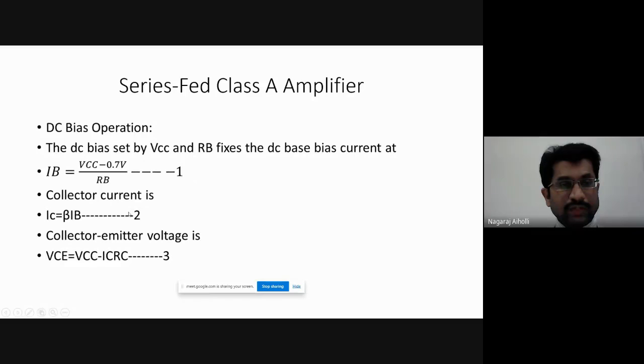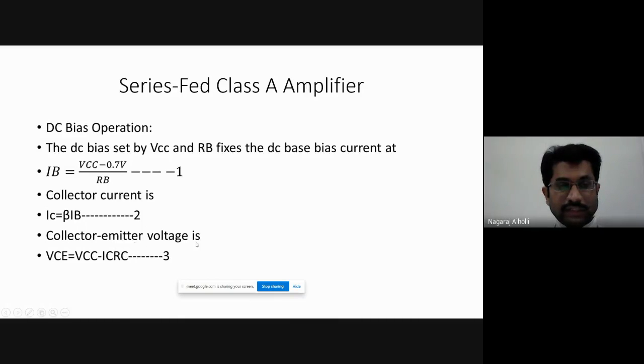The collector current is always given by IC is equal to the current gain beta times the base current. IC is equal to beta into IB. Take it as equation 2.